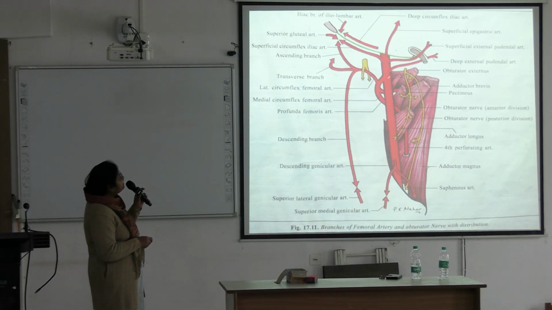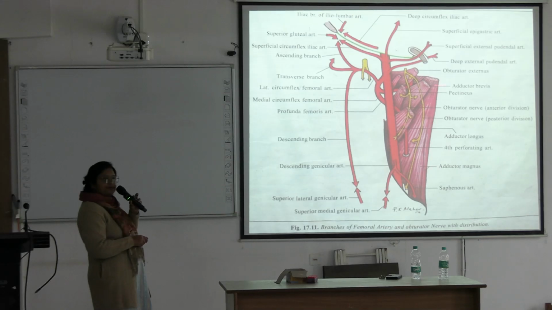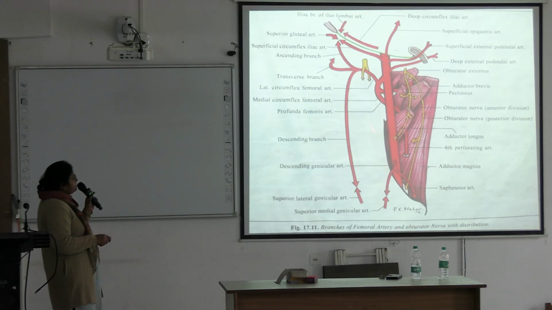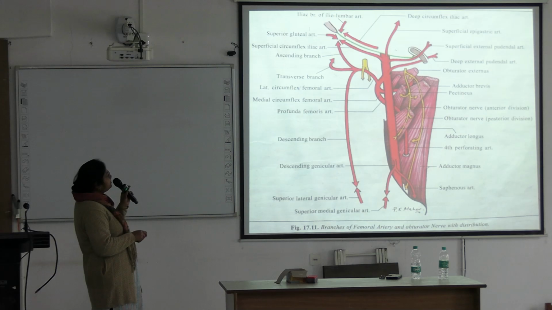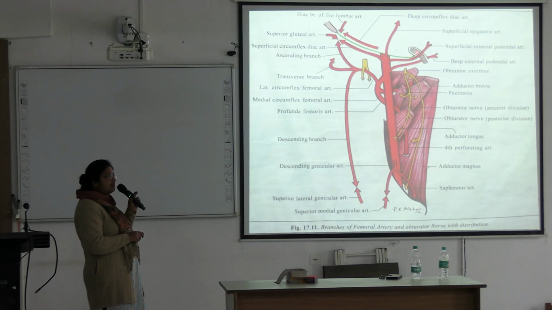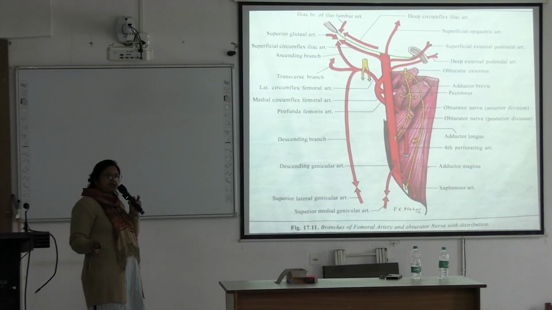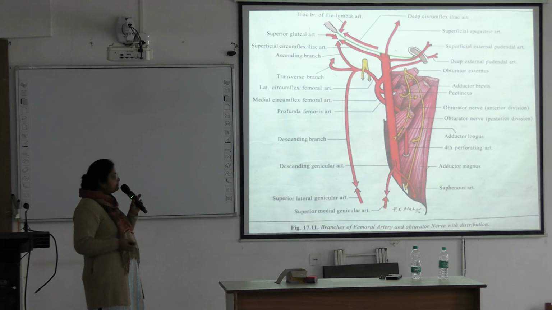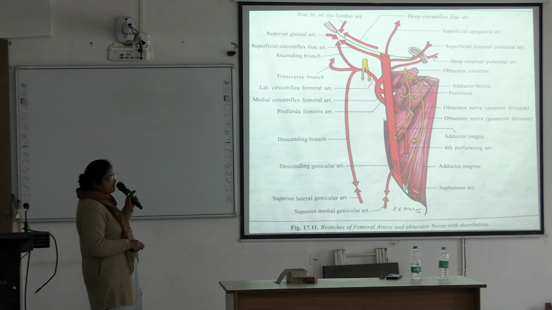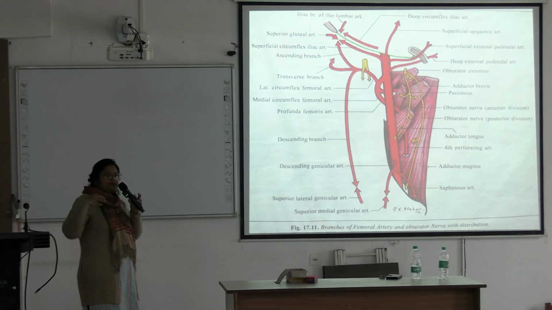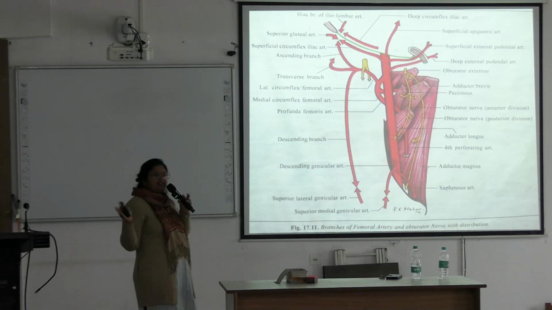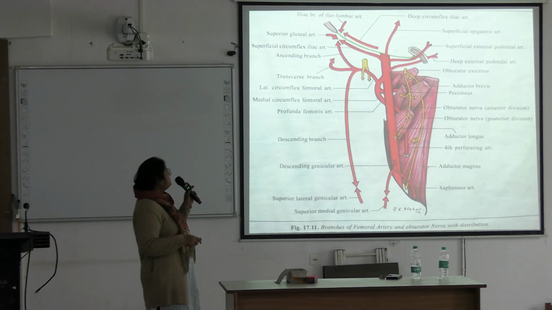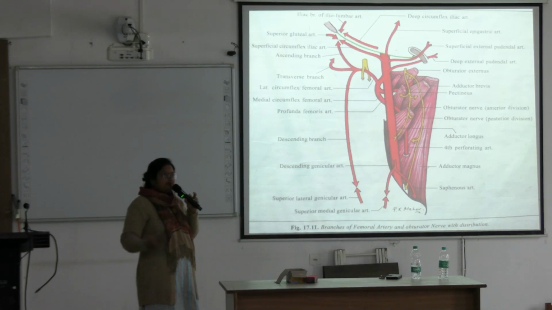The deep branches are the deep external pudendal and the profunda femoris. Okay, and this profunda femoris is giving two branches: lateral circumflex femoral, passing between two divisions of the femoral nerve, and here is the medial circumflex femoral. The profunda femoris itself continues downward giving perforating branches. Okay, 3 to 4 perforating branches, and the fifth opening is from the femoral artery itself. These perforating branches are piercing the adductor magnus muscle.